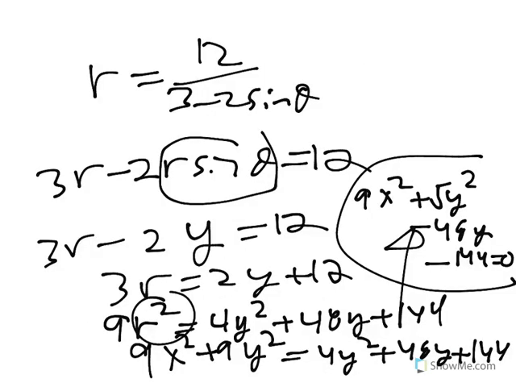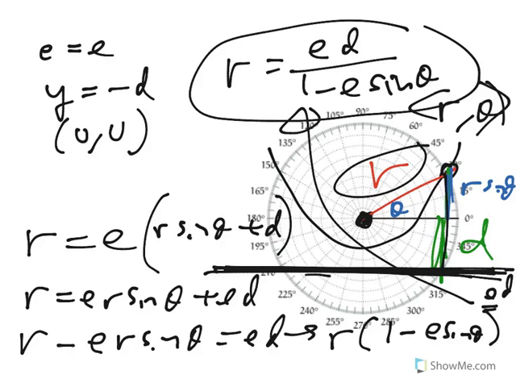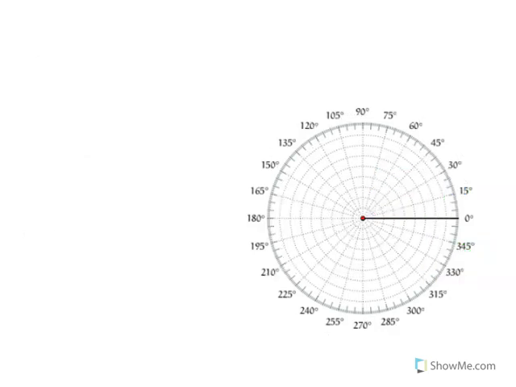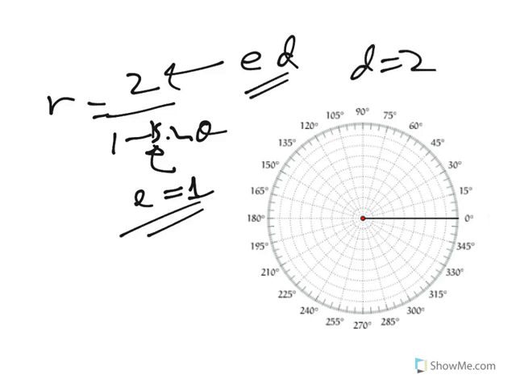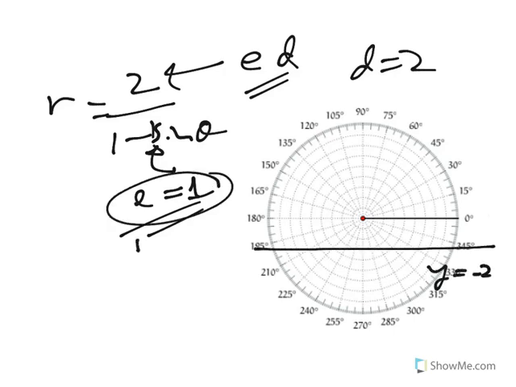Now the next thing that you can do is go backwards with this process and use it to graph things. So imagine I had this equation, r equals 2 over 1 minus sine theta. So what do we know about this? Well, the 2 is ED, and the E is 1, because this has the form 1 minus E sine theta. So E is 1. So if E is 1 and ED is 2, then D is 2. So that means that our directrix is y equals negative 2. Also, since E is 1, this thing is a parabola. We should expect it to be.